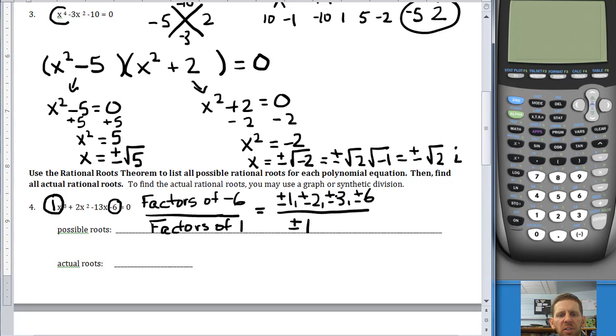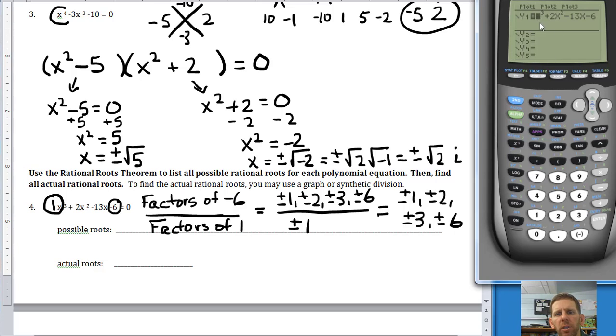So we're going to take each of these numbers in the numerator and divide it by plus or minus 1. What that gives you is essentially what you see in the numerator already. Plus or minus 1, plus or minus 2, plus or minus 3, plus or minus 6. These are the possible roots. If there's any nice numbers you can plug in for x and get 0 with, it's these ones. Are any of these actual roots, however? We'll find that out by graphing this equation.